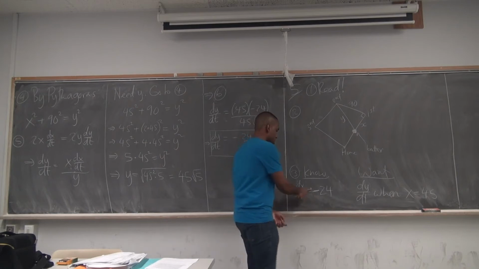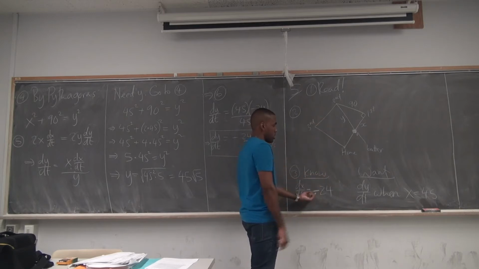Make sure that with your rates, the sign actually matters. If in your diagram the thing is increasing, you need a positive number. If in your diagram the thing is decreasing, you need a negative number.